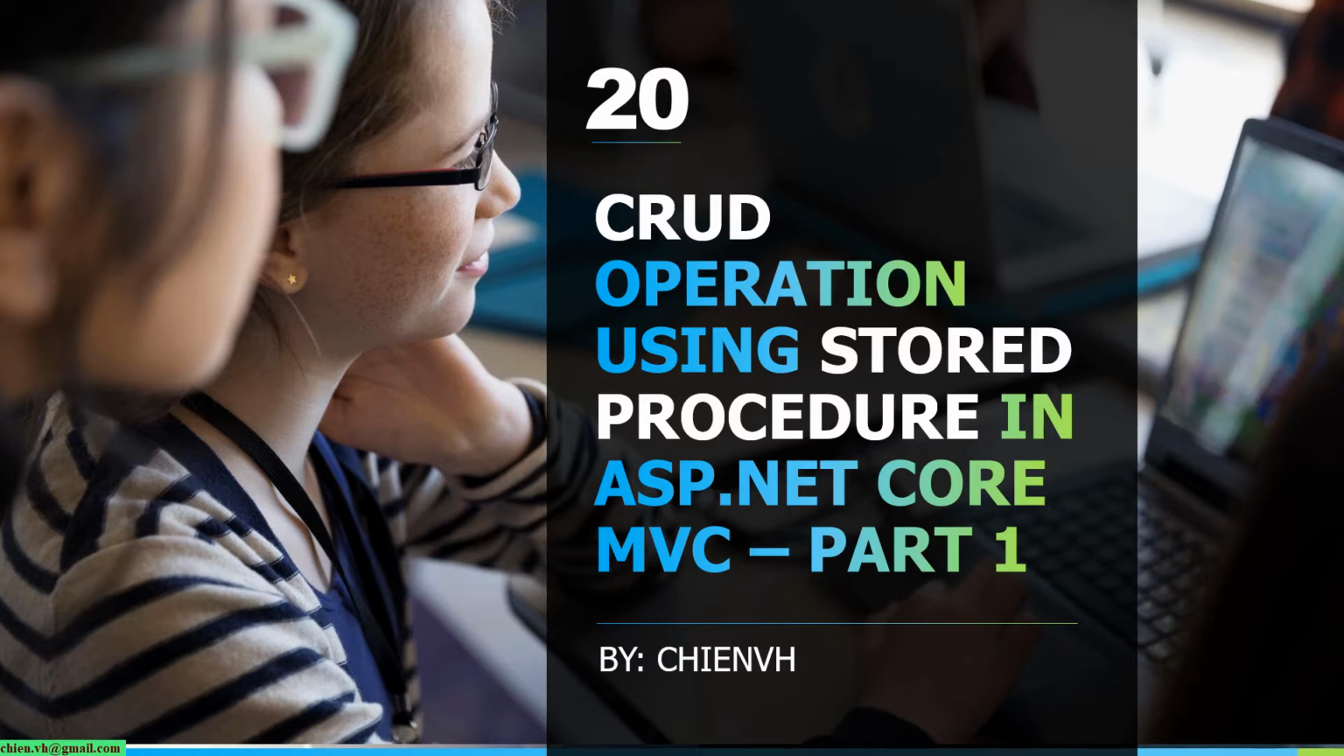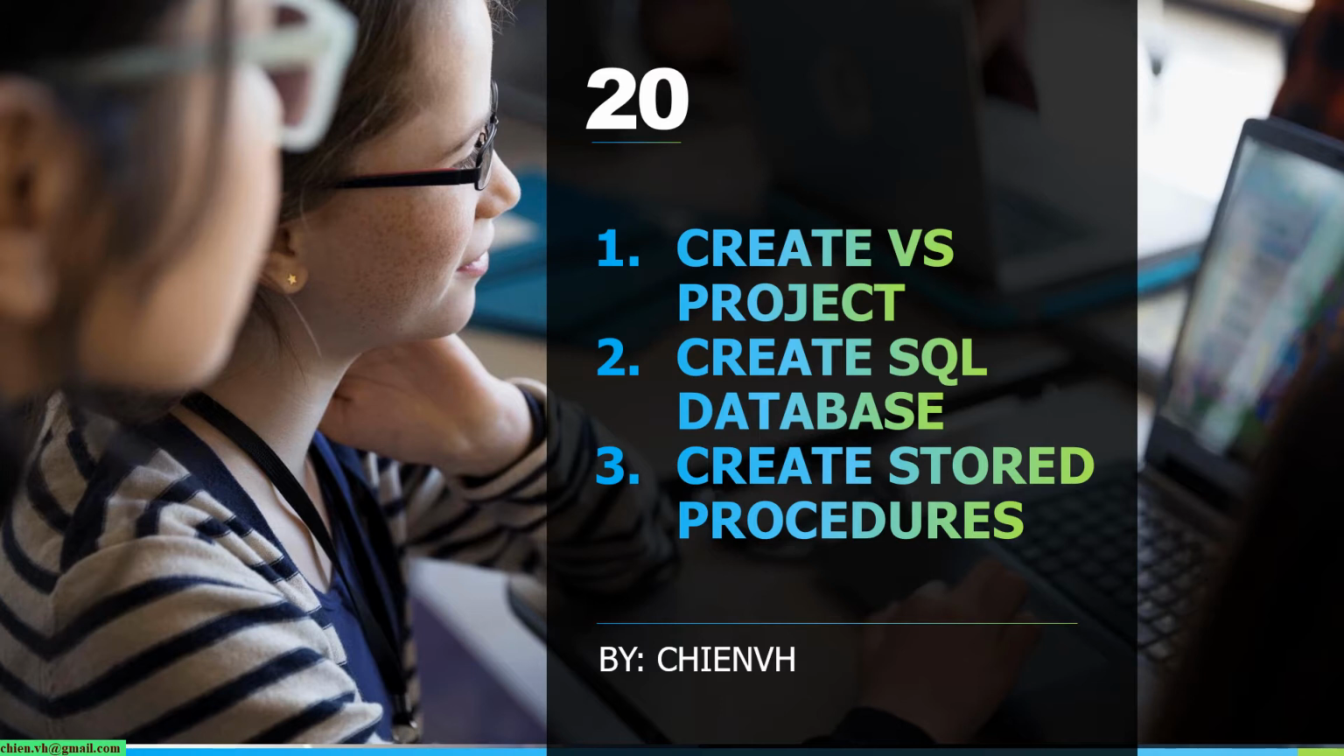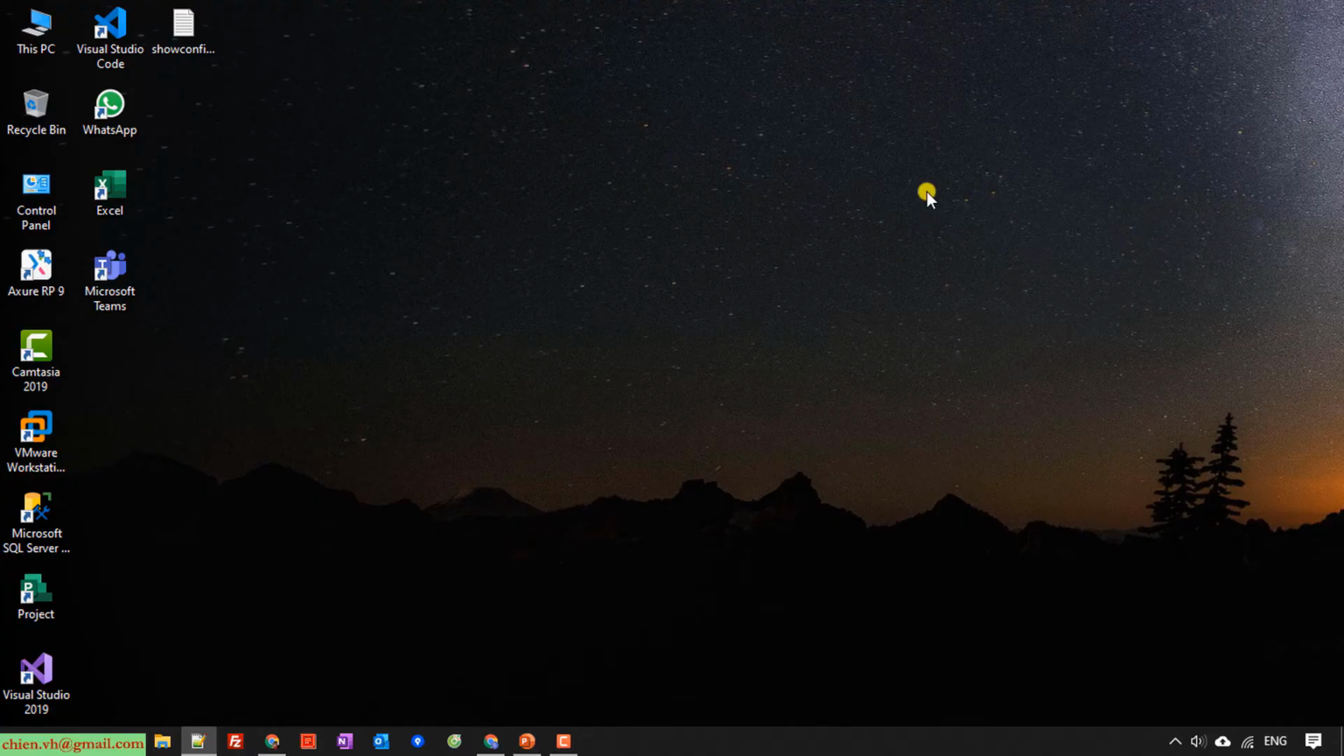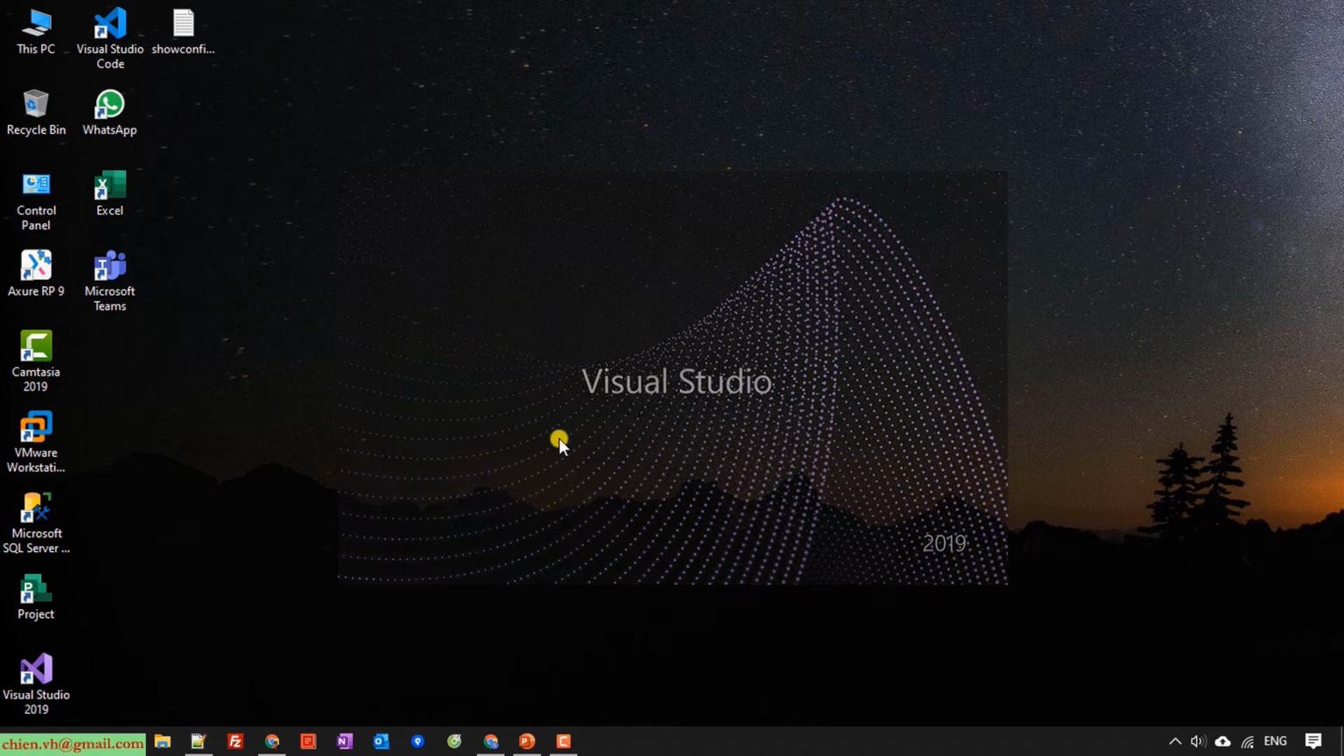And in part one, you will learn how to create the Visual Studio project, and then how to create the SQL database. And the last step, you will learn how to write the script to create stored procedures for our project. Okay, let's get started. Firstly, I will open Visual Studio 2019 to create a project.